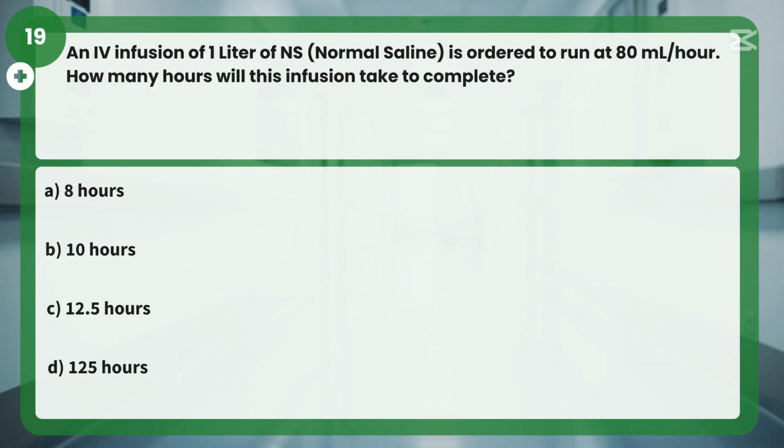Question 19. An IV infusion of 1 liter of NS, normal saline, is ordered to run at 80 milliliters per hour. How many hours will this infusion take to complete? A. 8 hours. B. 10 hours. C. 12.5 hours. D. 125 hours.